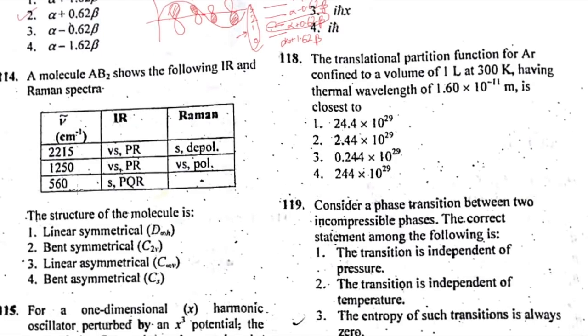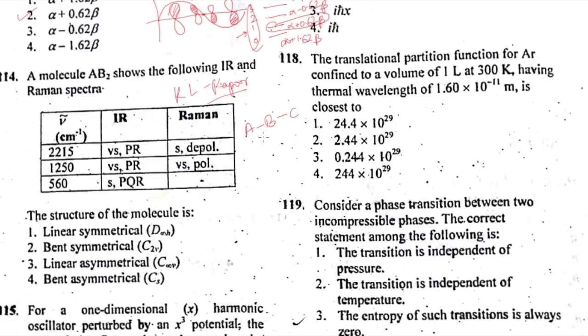So if we talk about this particular one, this question was directly asked from your KL Kapoor. If you have KL Kapoor, this question was directly asked. So how is it to be done? See, let's take an example of some molecule, let's say A, B, and C. Some linear molecule.